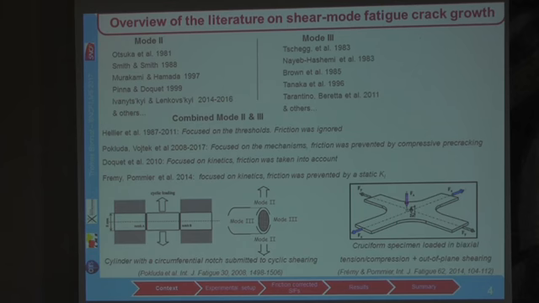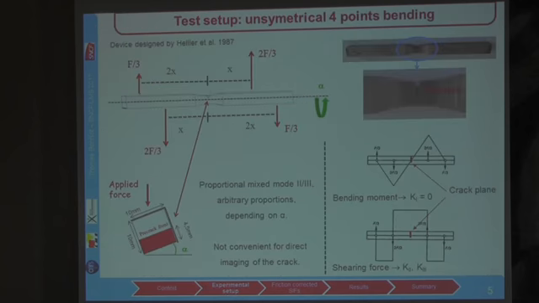And within this limited number of studies, we don't find any friction-corrected kinetic data for mode 2 and mode 3 in rail steels, so we have to perform the experiments. Okay, so in our case, we used the device developed by Elier, which is a bar loaded in unsymmetrical 4-point bending, and this bar has a notch and a pre-crack in the middle of its length.